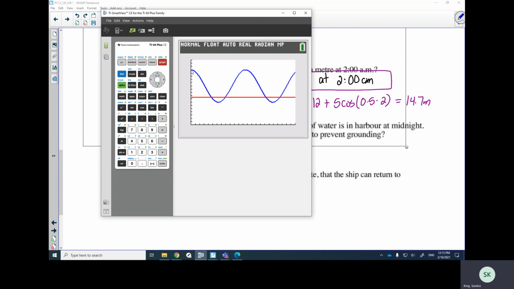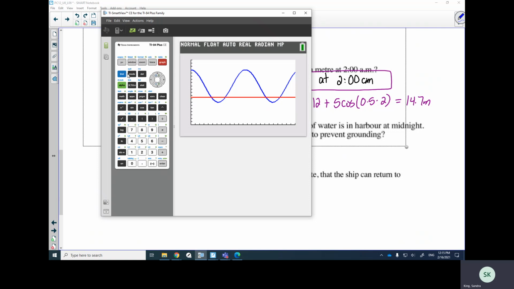So at midnight, the ship could be in the harbor. At 1 a.m., the ship could be in the harbor. At 2 a.m., it's fine. At 3 a.m., it's fine. We got to figure out when does the ship need to leave the harbor or it's going to get grounded. We got to figure out what time this is, because it said what time after midnight. So if this is midnight, this is when the ship has to leave and go back out to sea, right? Because it's going to get grounded here.